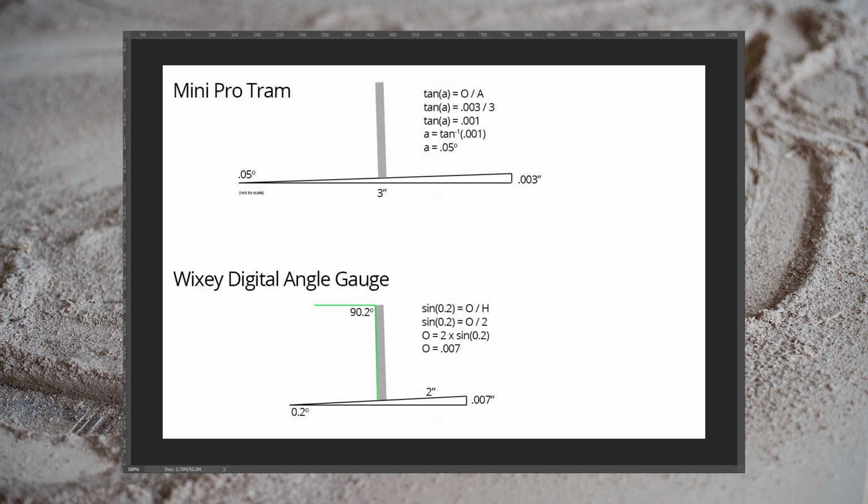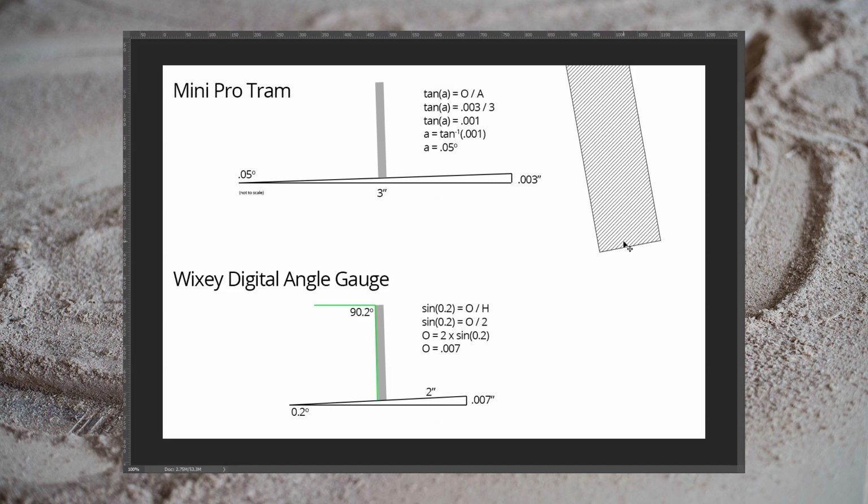Of the two tools, I'd almost certainly trust the Mini Pro Tram system more. It's not relying on electronics and accelerometers. But let's go one step further and figure out what this difference actually means.